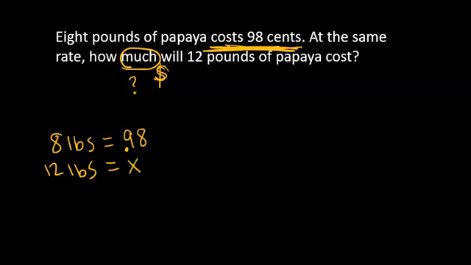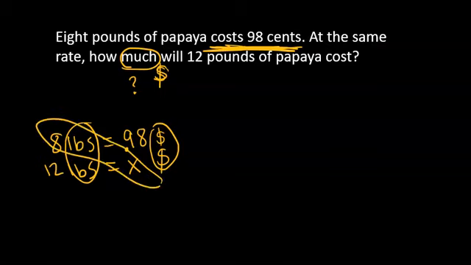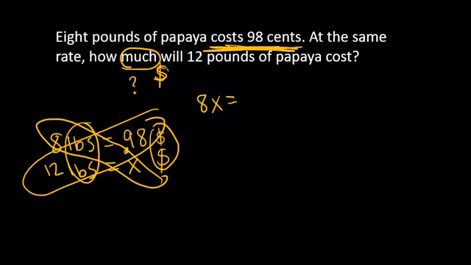X. We're going to do an X. So we're matching all the words together, and this is cost, right? So like a little price tag. And we're going to cross multiply. I'm going to put 8 and X together. I'm going to do 12 and 0.98 together. So I have 8X equals 12 times 0.98. It's going to be 11.76.